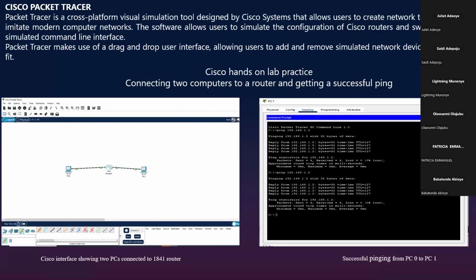Then after that, we looked at Cisco Packet Tracer, where we had hands-on lab practice, where we connected two PCs to a router to share resources. As you can see from here, I was able to configure the router to have an IP address, and the two PCs were also given IP addresses. With this, I was able to ping from PC1 to check the activeness of PC2 and vice versa as well. So this shows there was communication between the two PCs, with the information passing from PC1 to the router, then from the router to PC2 as well.